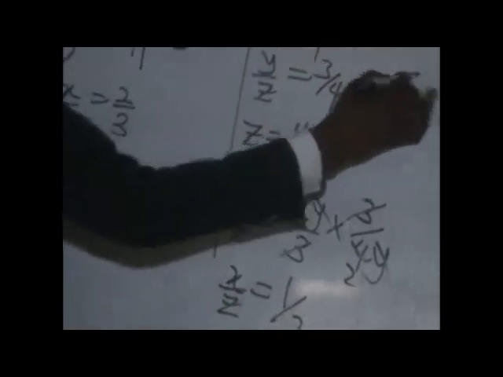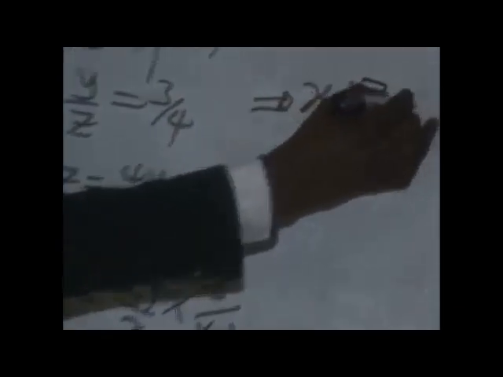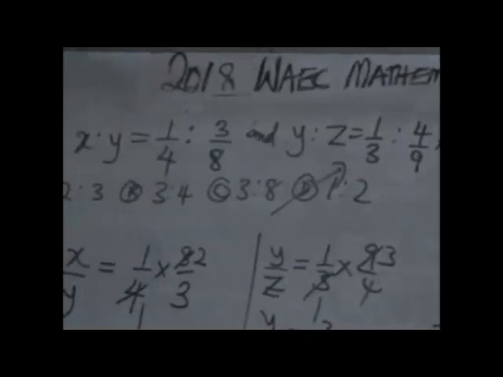So finally, let's bring the answer here. X ratio z is now equal to 1 ratio 2. So the correct option is option D. Alright? Okay, so now let's move on to the next question. Question 45 of 2018 WAEC mathematics question.